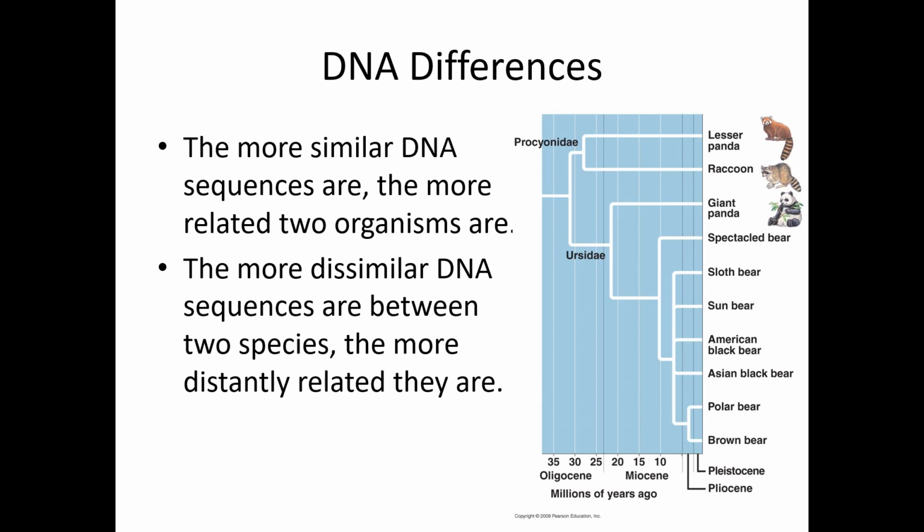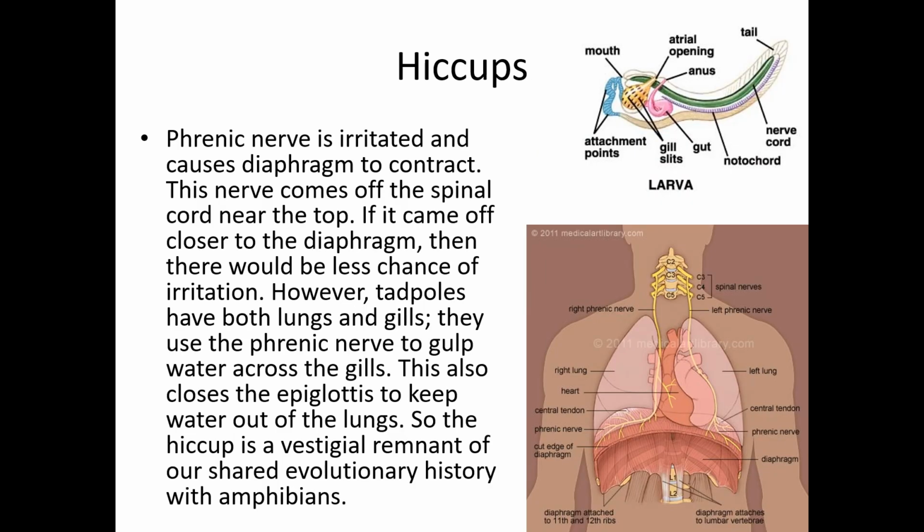On the other hand, if you were to look at human DNA versus the lesser panda DNA, we would have very different DNA. And so we would be on two completely different branches because the DNA gets to be very different. Taken even further, if you look at a human versus a bacterium, crazy different. And so we know that we're very, very distantly related. And so you can just look at the percentage difference in DNA sequences to figure out how related you might be to something else on the planet.